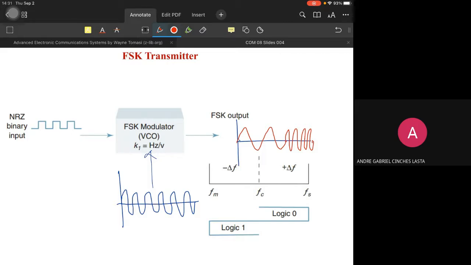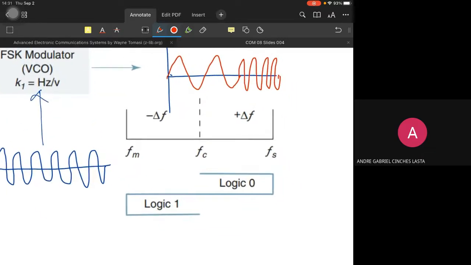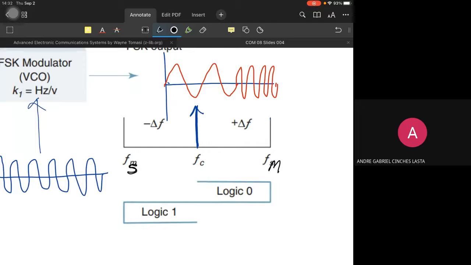So daladay iyahang frequency domain na graph. Adi ang central frequency or carrier frequency, I mean. Sayop ni siya. FM ni. Kani is FS. Yeah. FS, FM. Logic 1 ni siya. Kani logic 0.